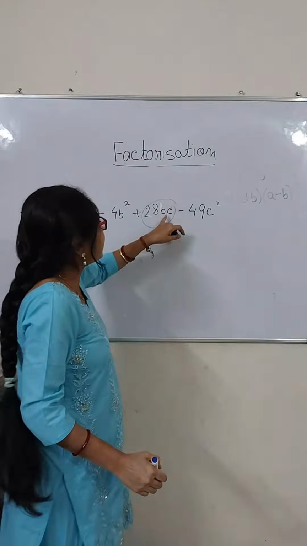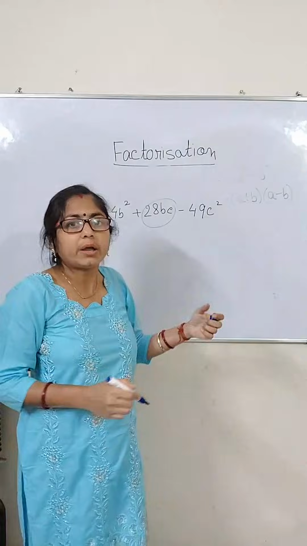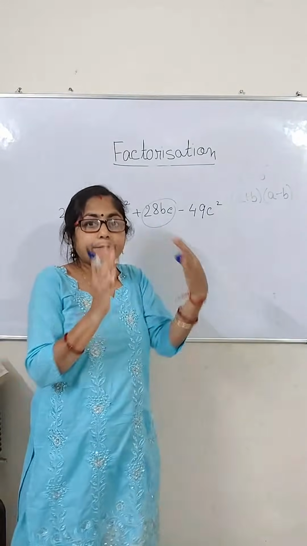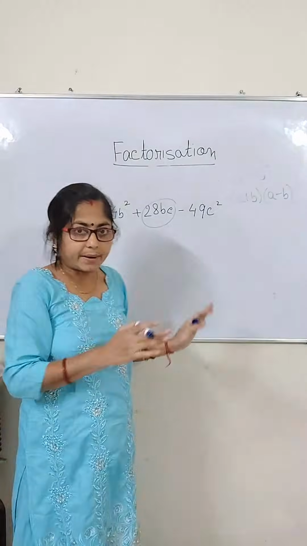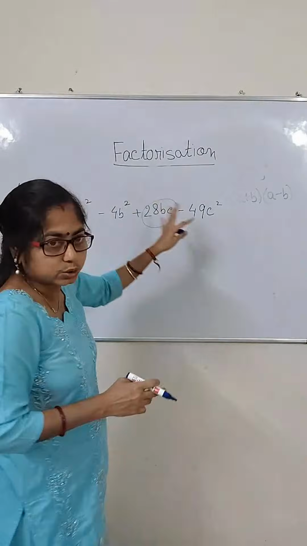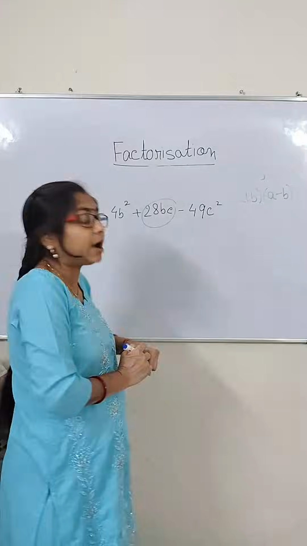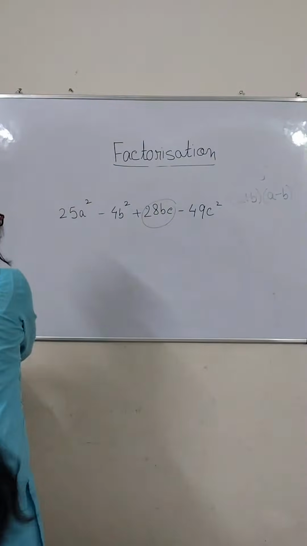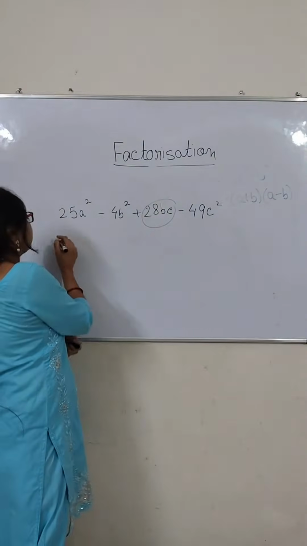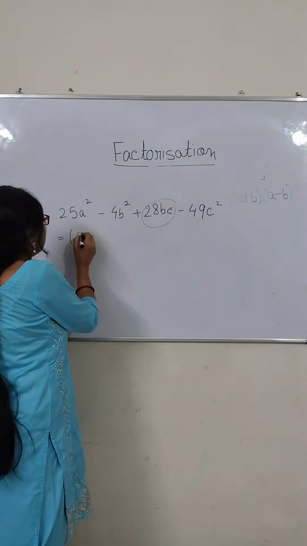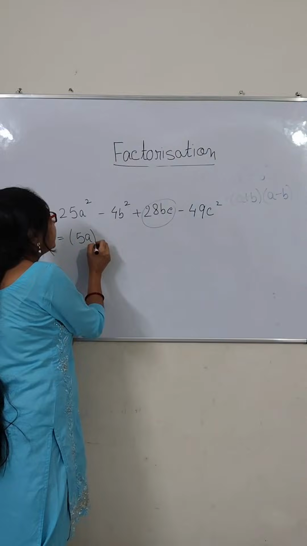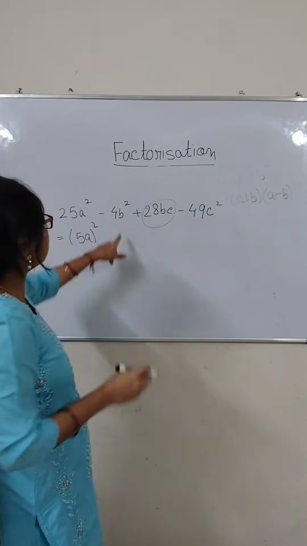Okay, there is bc. So you can understand b and c are the main part and a is the separate part. So what I'm doing first is I can write 25a square as 5a whole square. Is it okay? Now listen.